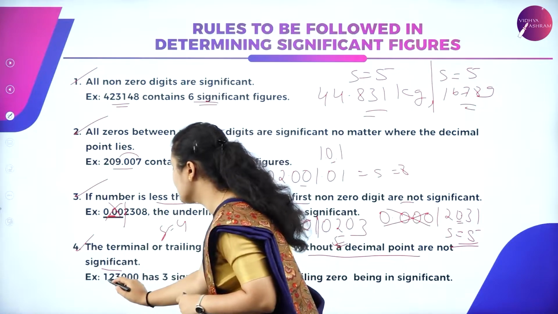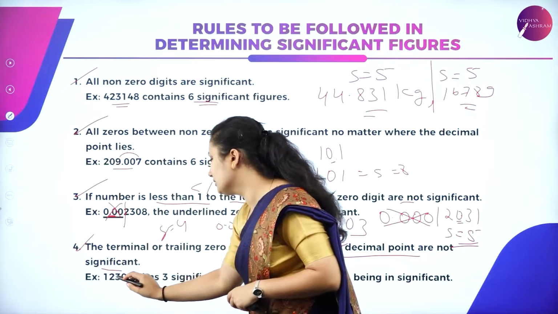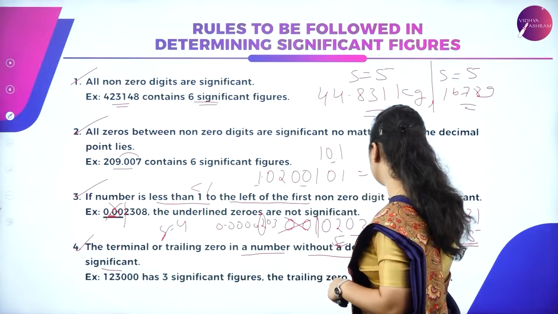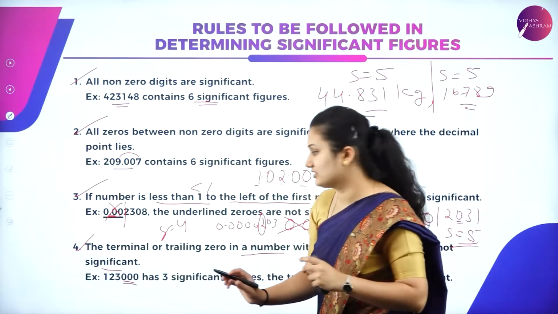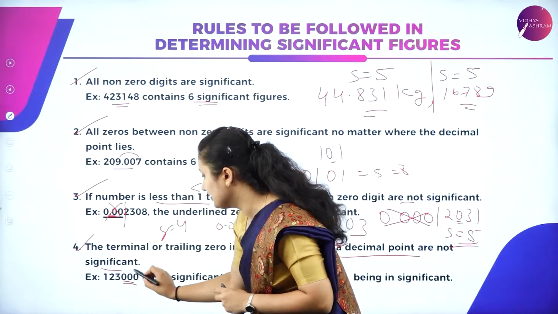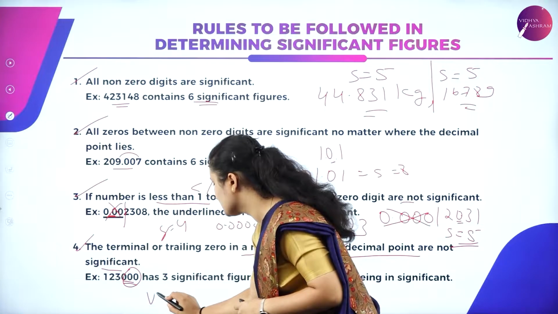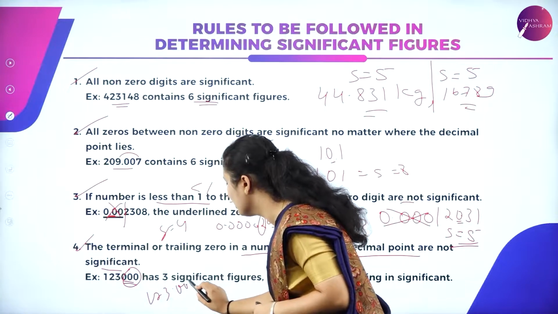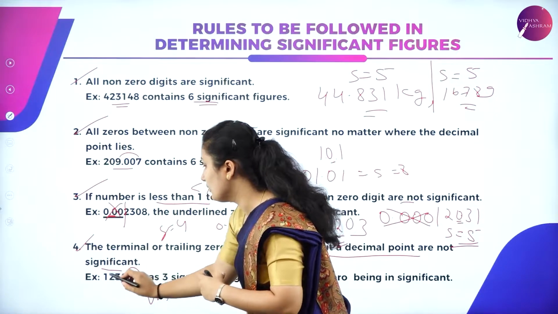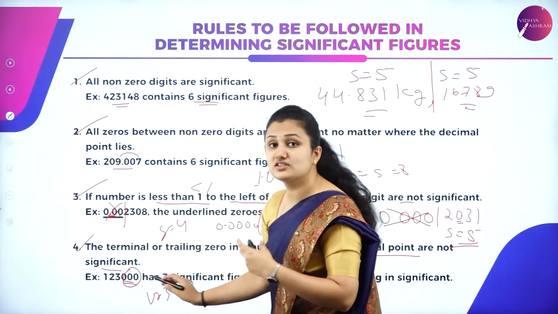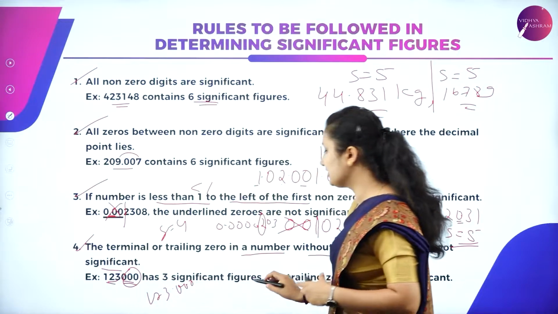So, for the trailing zeros, take the example 1, 2, 3, 0, 0, 0, which has 3 significant figures. It has only 1, 2, 3 as significant figures, the trailing zeros being insignificant. The 3 zeros following 1, 2, 3 are trailing zeros with no decimal point. If it was 123.000, then it would have been 6 significant digits. But 1, 2, 3 followed by 3 zeros has no significance in the zeros because there is no decimal point. So, there are only 3 significant figures.